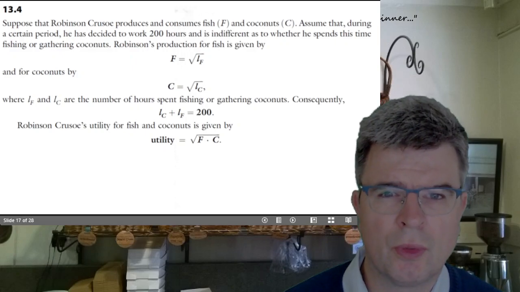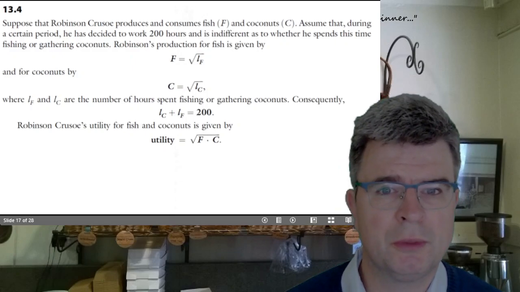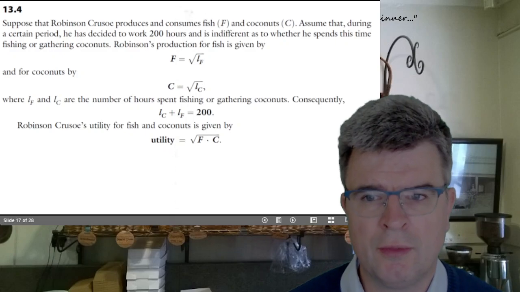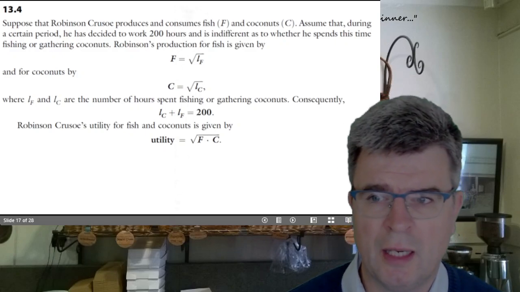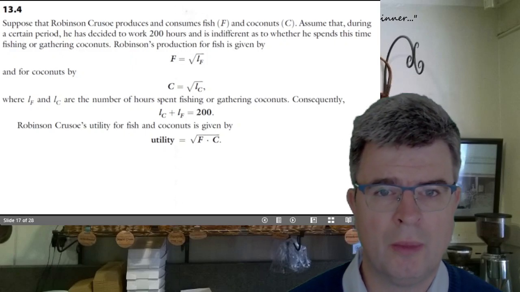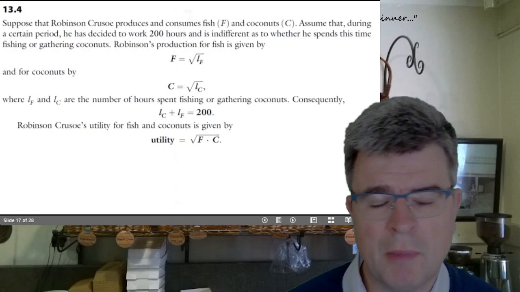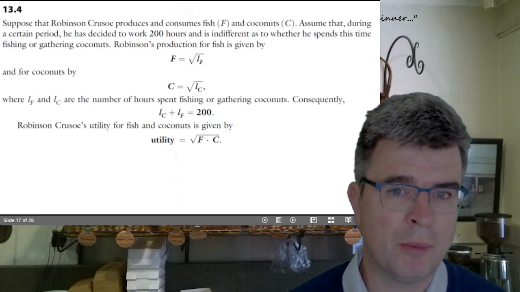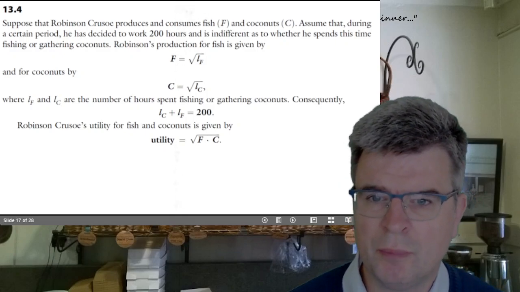In exercise 4 of chapter 13, we will meet Robinson Crusoe, who will show us the benefits of trade. Robinson Crusoe lives on an island, he produces and consumes fish and coconuts, and he has 2 hours of work available. And he doesn't really mind whether he is catching fish or coconuts. He likes it equally well, or dislikes it equally well.